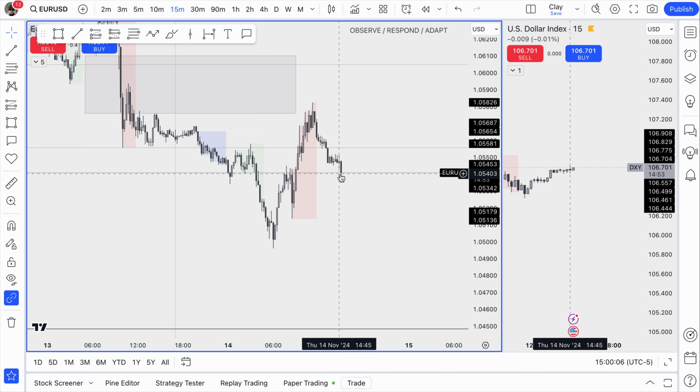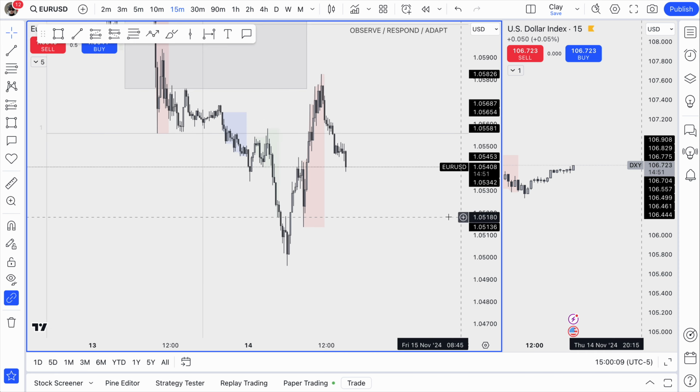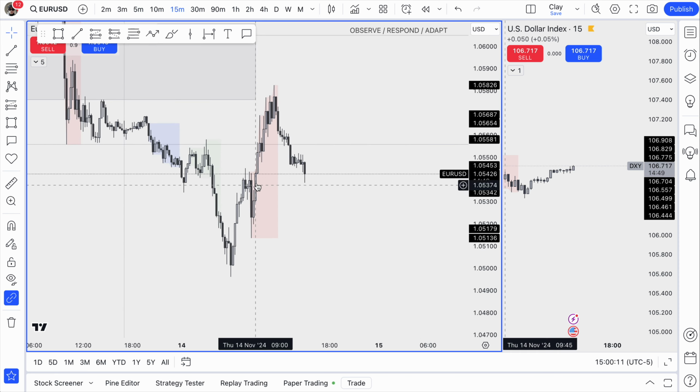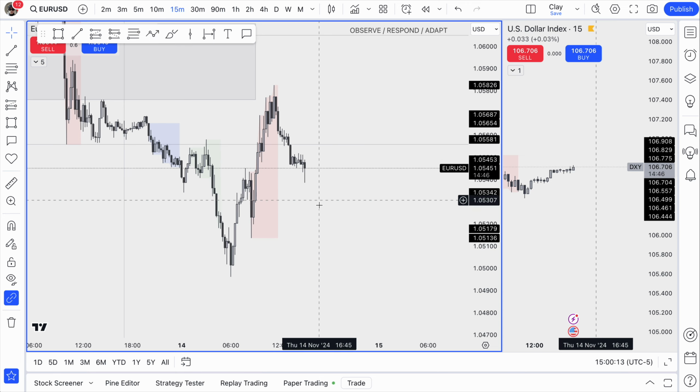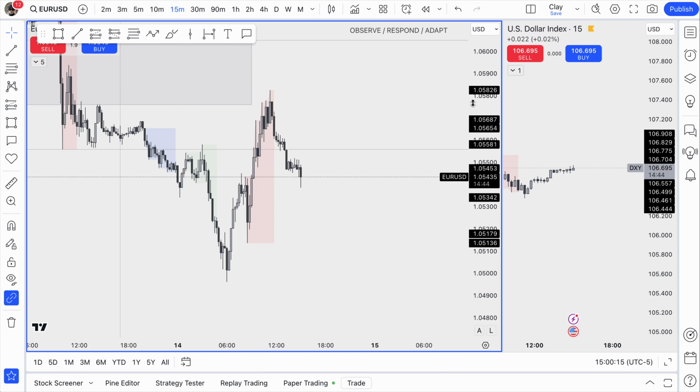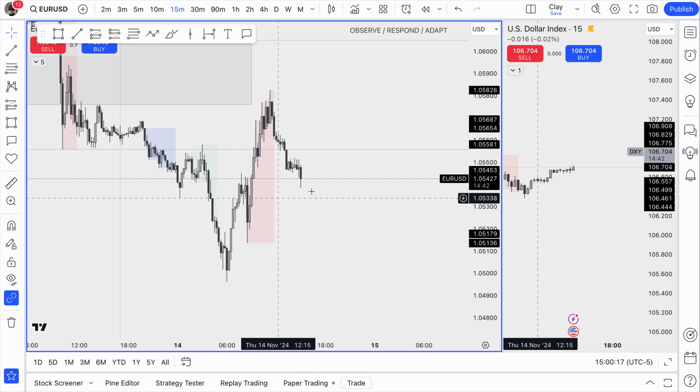Right now we have news pushing price lower, I think not much, just in this area, and then coming higher. That's simply it. Enjoy, observe, respond, adapt to the charts.